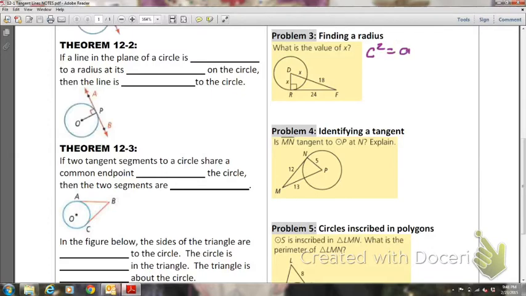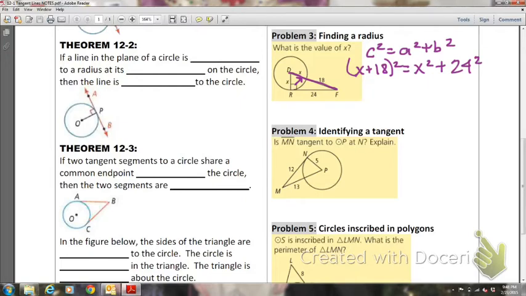C squared equals a squared plus b squared, where c is your hypotenuse, the side opposite the right angle. But it's that entire side. So that entire side is going to be x plus 18 in parentheses squared. Then the two legs of that right triangle, x is one leg, x squared, and 24 is the other leg. So we'll let those be a and b.